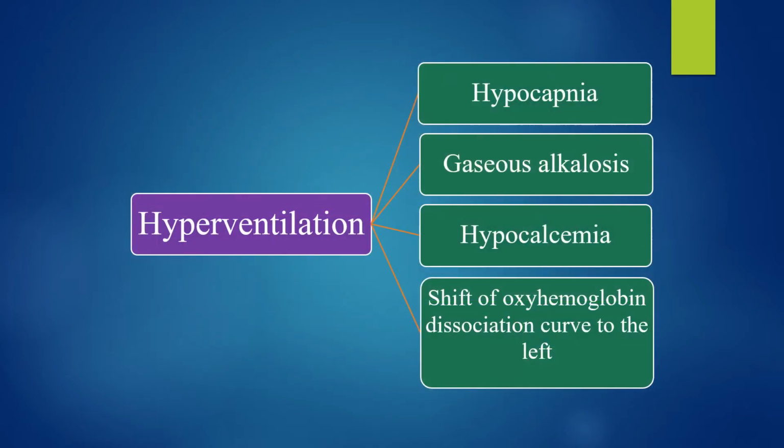As you see here, hyperventilation is accompanied by hypocapnia, gaseous alkalosis, and hypocalcemia. During alkalosis, the dissociation of oxyhemoglobin slows down. The dissociation curve of oxyhemoglobin shifts to the left. Tissue cannot absorb oxygen, and compensation of alkalosis by the protein buffer system results in hypocalcemia. Clinical signs that develop during hyperventilation are associated with hypocapnia, alkalosis, and hypocalcemia.